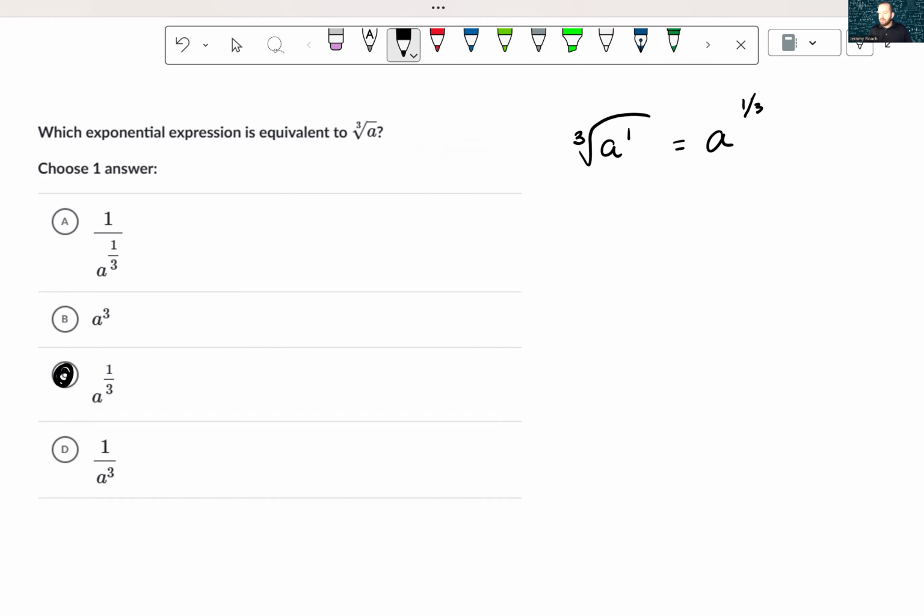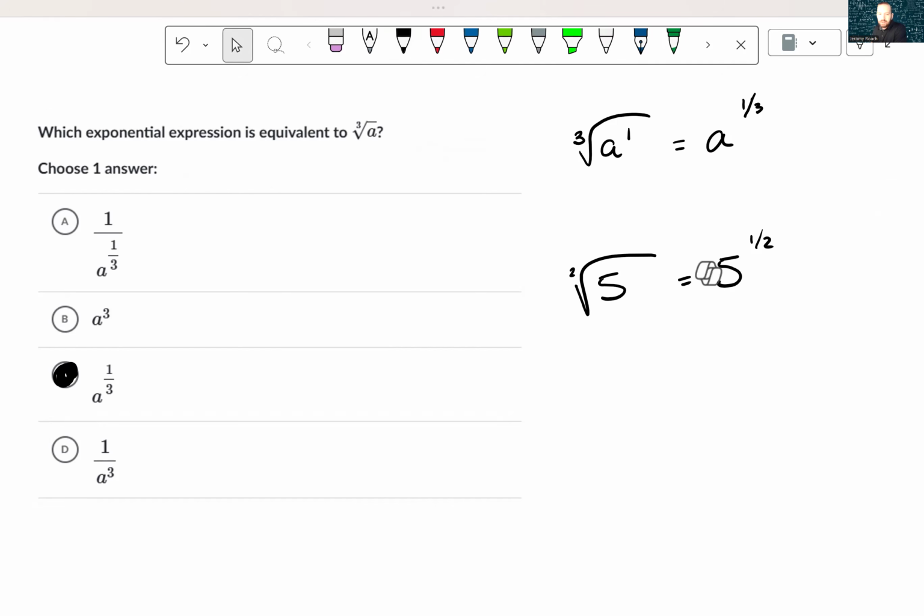So this one's going to be c. Sometimes the index isn't clearly listed if it's a square root. So if we had the square root of 5, we don't usually write the 2 there, but you could write the 2 there as the index. That's fine as well. So this would be 5 to the 1/2 for that one.